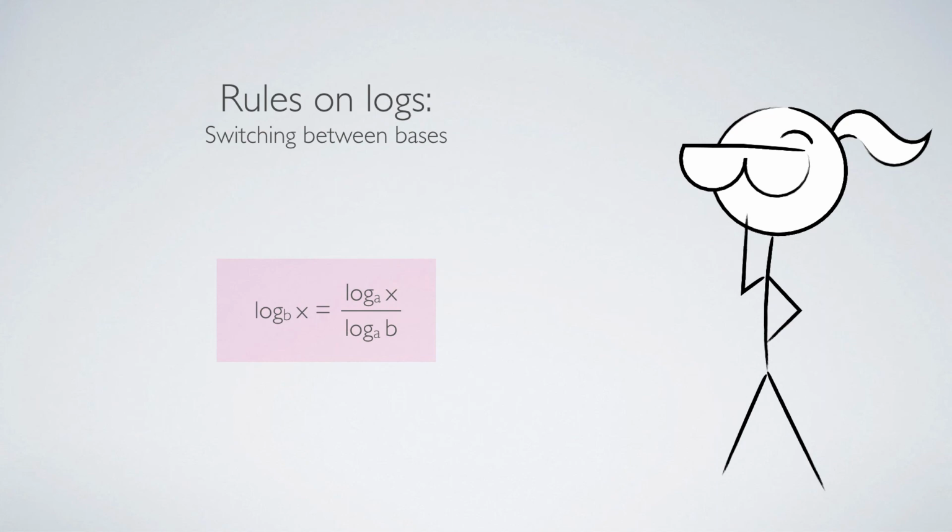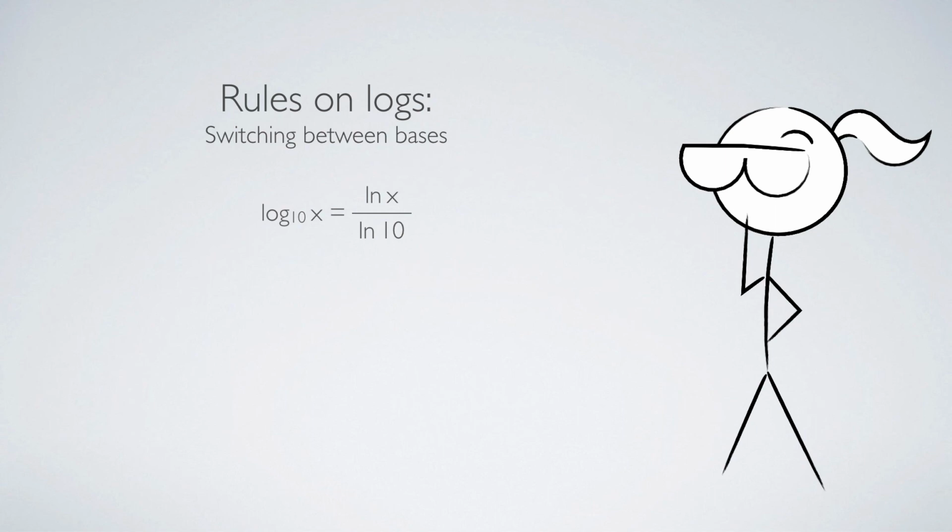Now, sometimes it's really useful to be able to switch between bases. So we've got a new rule for this. Log to the base b of x is equal to log to the base a of x over log to the base a of b. New rule, let me give an example. Here I have log to the base 10 of x, and this is the same as the log of x over the log of 10.